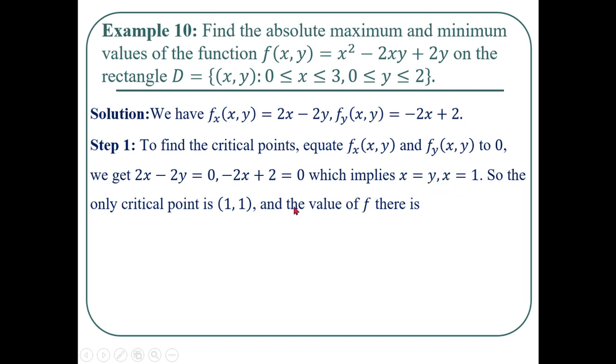So (1, 1) is the only critical point of f, and at the point (1, 1), the value of function is 1 square minus 2 times 1 into 1 plus 2 times 1, that will be 1 minus 2 plus 2 is equal to 1.